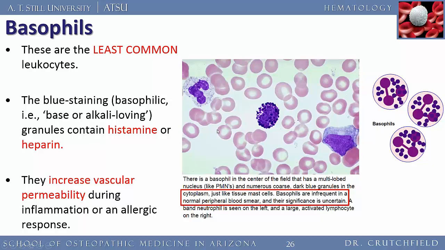So again, they're blue staining, which means that they're basophilic, they're alkali loving. They have histamine or heparin. We've beat that one to death. And they are the least common leukocytes, but they increase vascular permeability during an inflammation or an allergic response. Remember, they're dropping out histamine, and they're dropping out heparin to keep the blood from clotting.